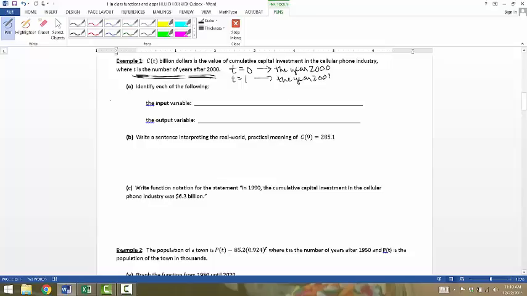So in this case, the function is C of t, like f of x. The input is the t, so the input variable is t, which represents number of years since 2000. And the output is C of t, which is the cumulative capital investment in the cell phone industry.